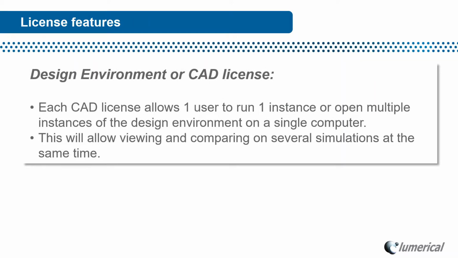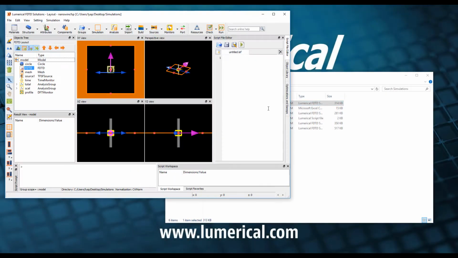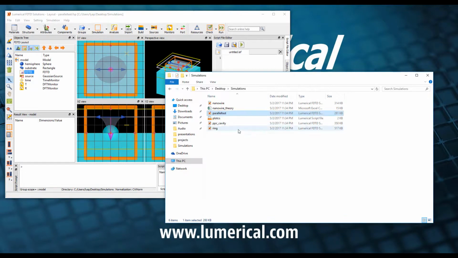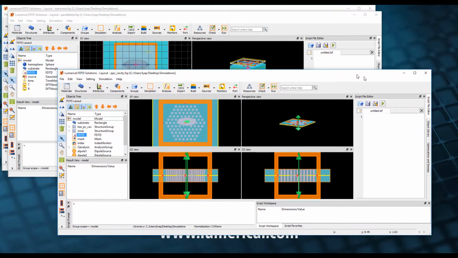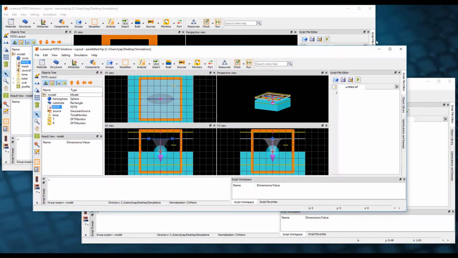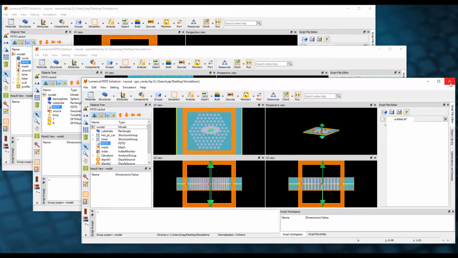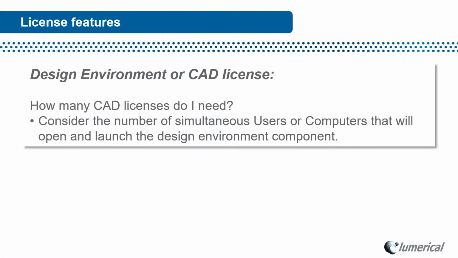The CAD license allows one user on one computer to run the graphical environment. With one CAD license, a user on a computer can open one or multiple instances of the design environment. This allows viewing and comparing several simulation files at the same time. To determine the number of CAD licenses, you will need to consider the number of users that will access the design environment component at the same time. If there are two simultaneous users, then you will probably want to have two CAD licenses.